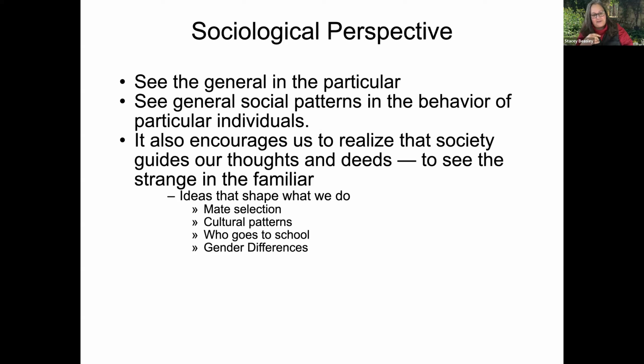We can also look at different cultural patterns, like who goes to school, meaning higher education. Is it the upper class, the middle class, the lower class? And within those ranges, which race, which gender is more likely to go to school, and what topics are they more likely to study? We get this by researching the population and finding out what the facts are in certain populations. We can also look at gender differences. So there are lots of topics.